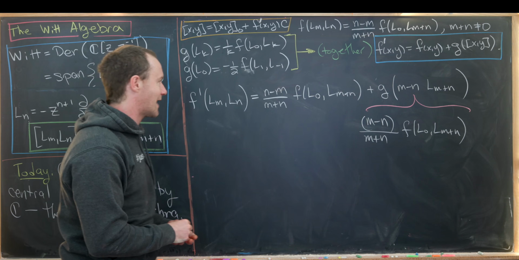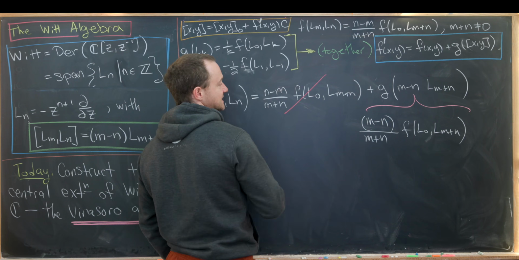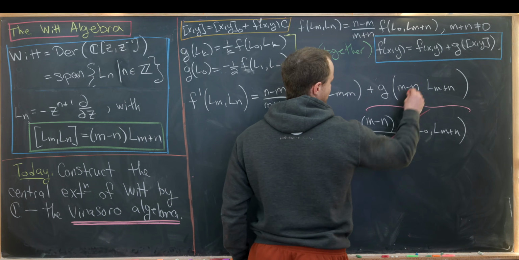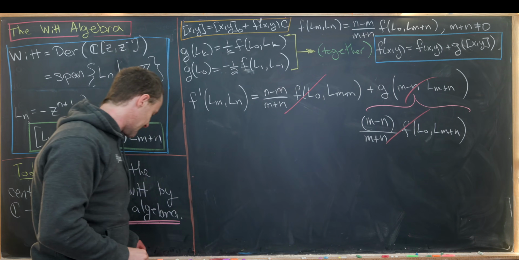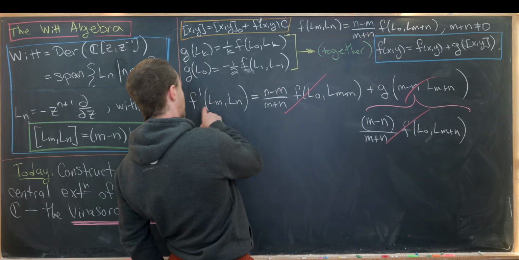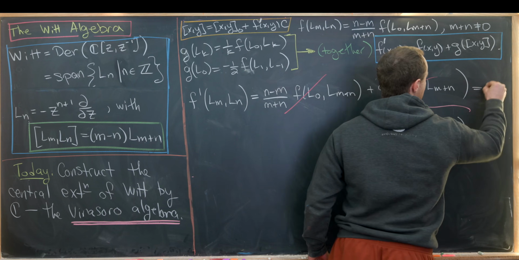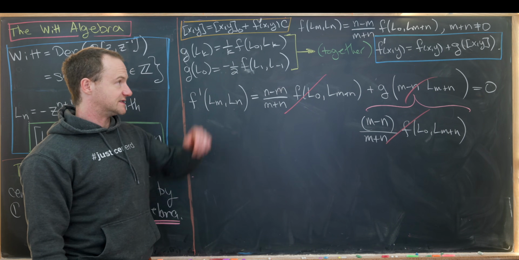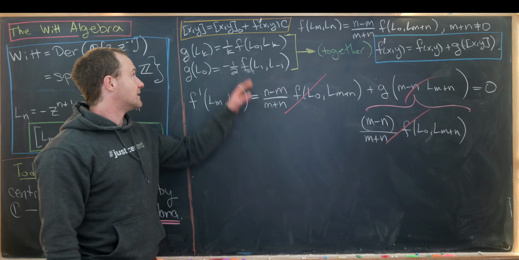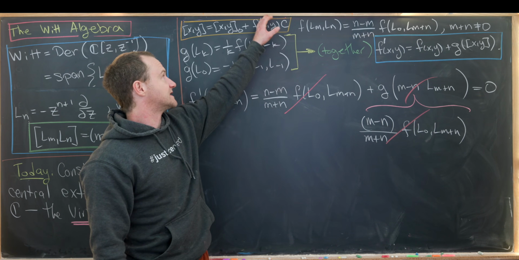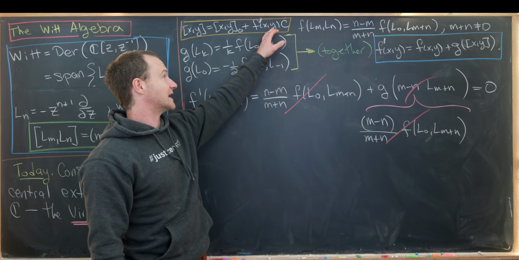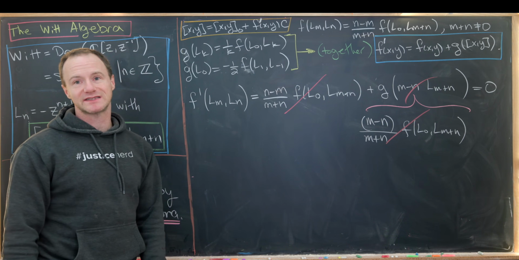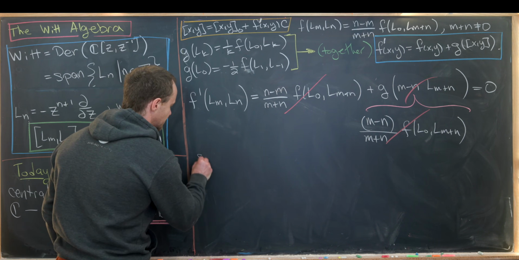But now look at what happens here. This cancels with this, which is equal to this. So all of those cancel out, and we have that f prime of Lm, Ln is equal to 0. That's when m plus n is not equal to 0. So that means the only possibility of getting something new out of the bracket is if this Lm plus n is equal to 0. So let's see.